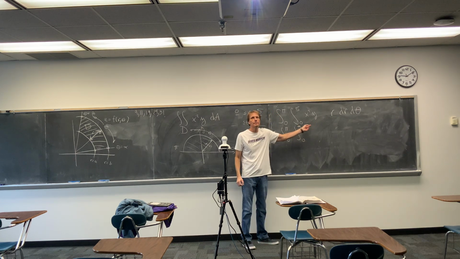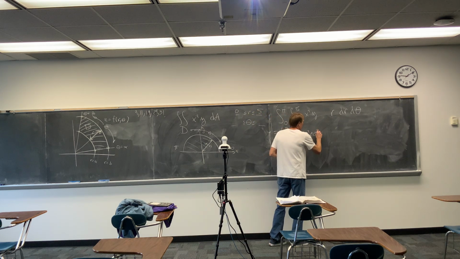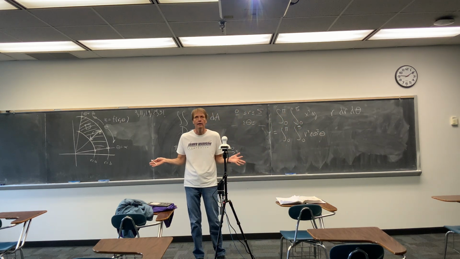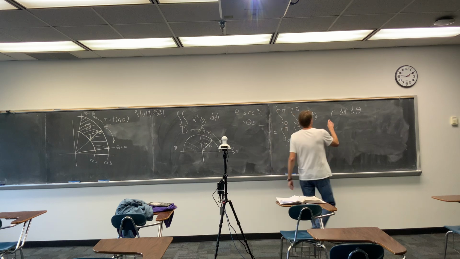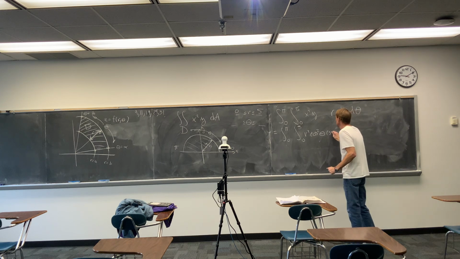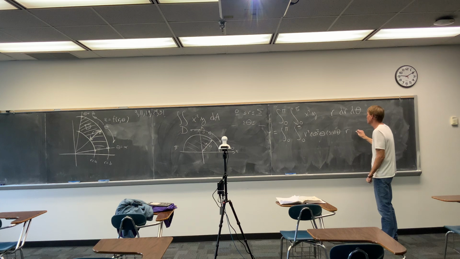Okay, where I see an x, I'm going to put a what, guys? R cosine theta. So I'm going to have an r squared cosine squared theta. How many people had that? Where I see the y, I'm going to put an r sine theta. I still have this r for my differential hanging there, dr d theta.